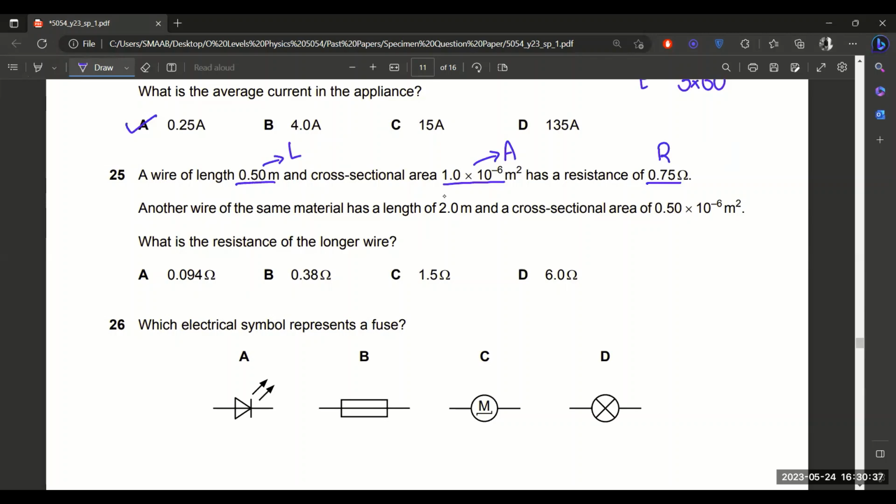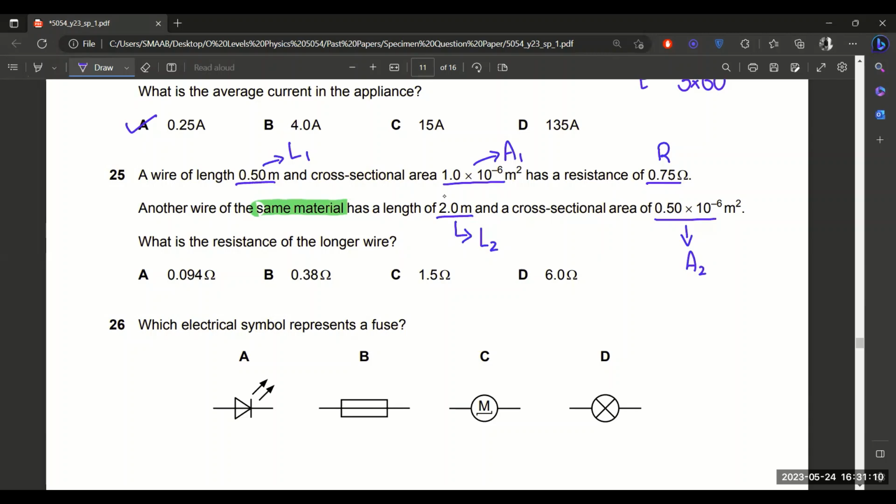Another wire of the same material has a length of 2 meter and a cross-sectional area of 0.5 × 10^-6. So that is the new length and the new area. So this will be L2 and A2. So what is the resistance of the longer wire? Now we need to calculate the new resistance of the longer wire.